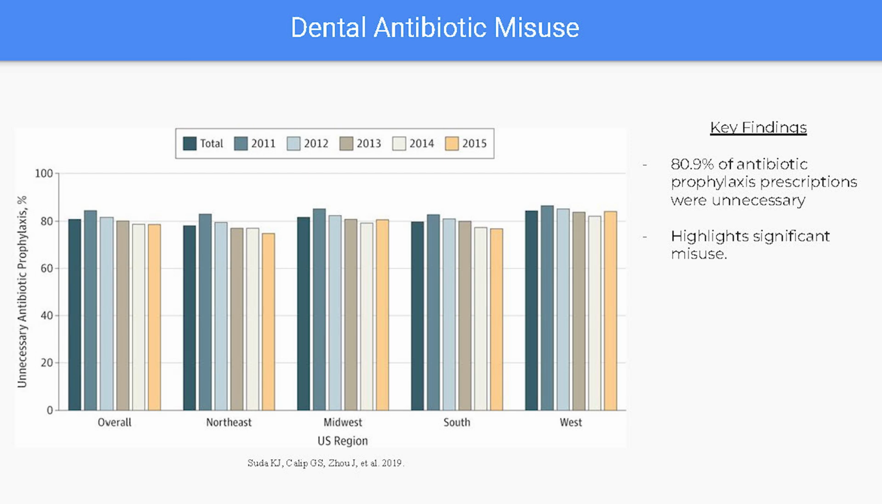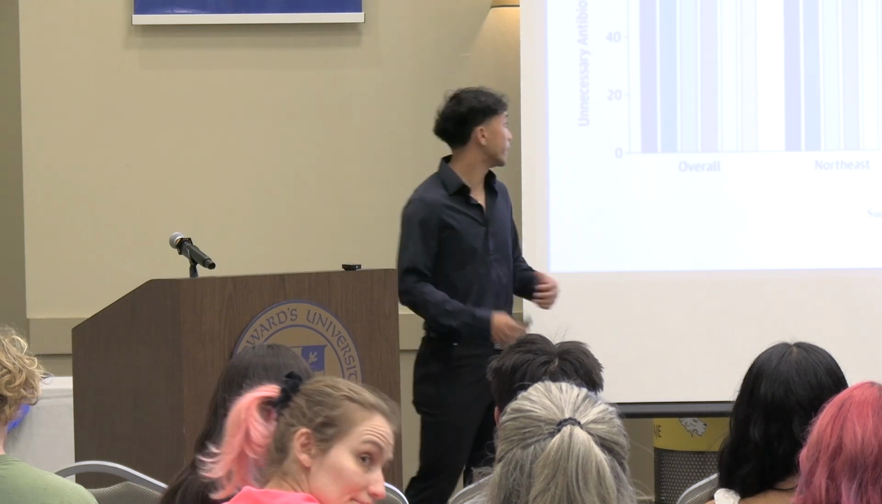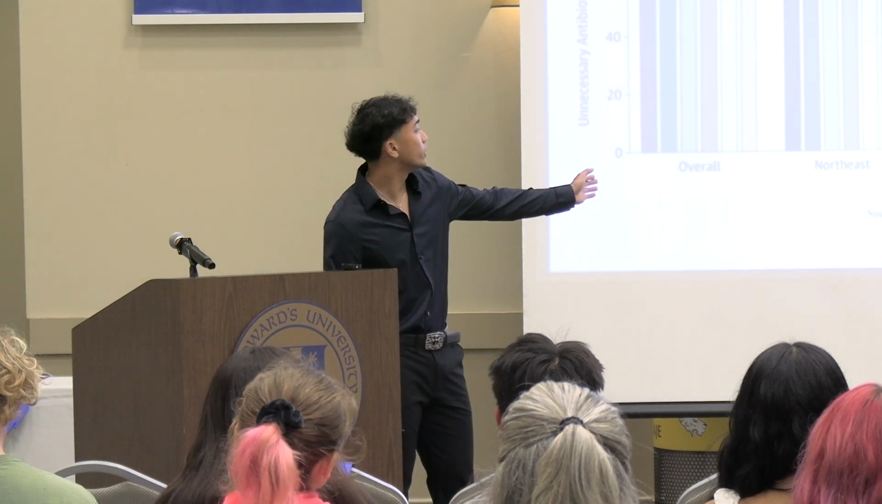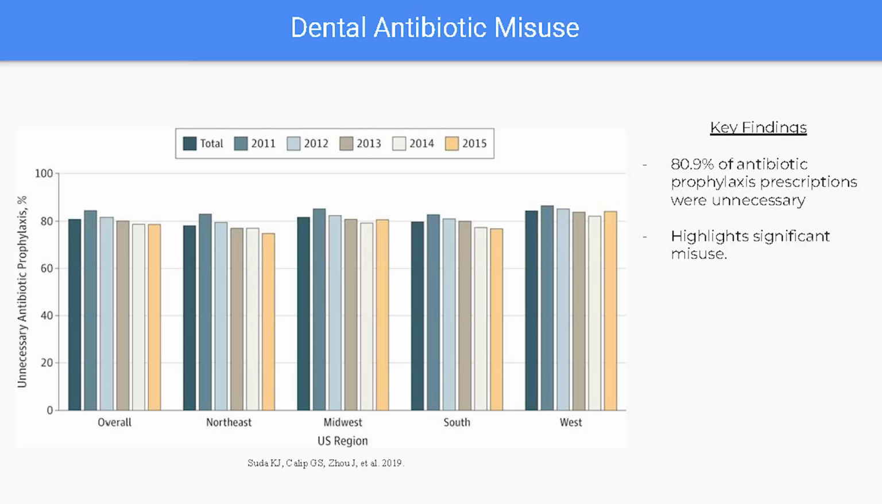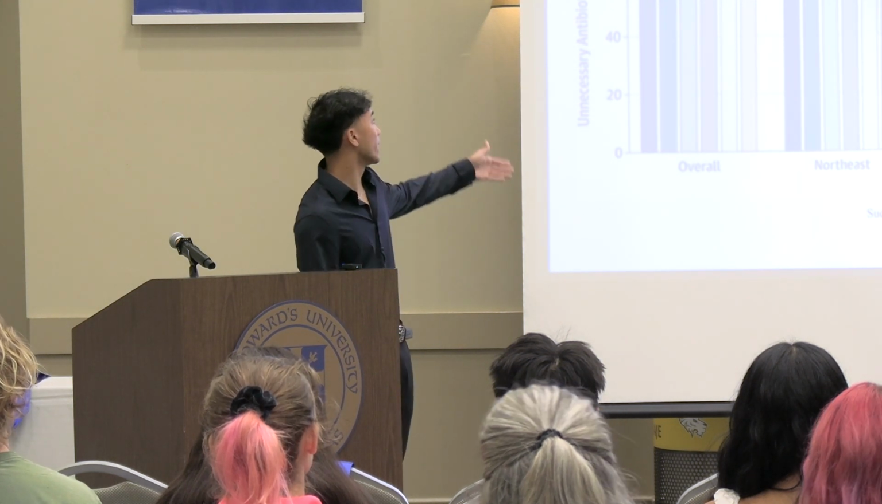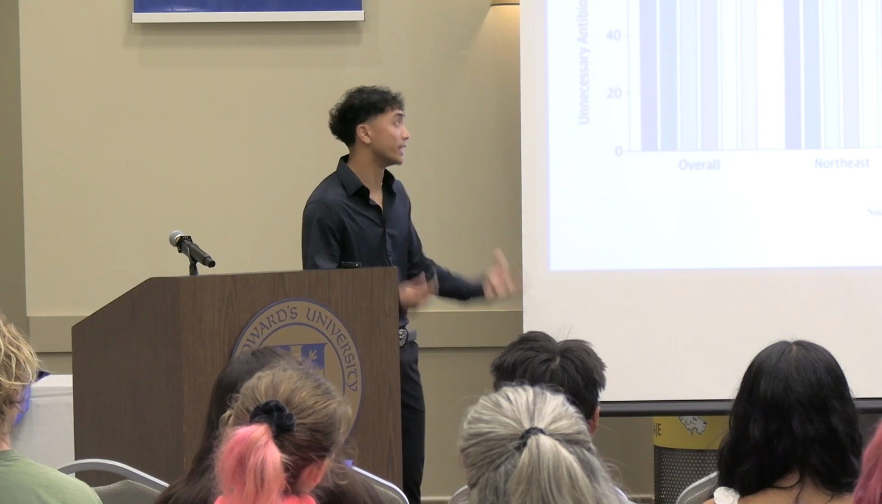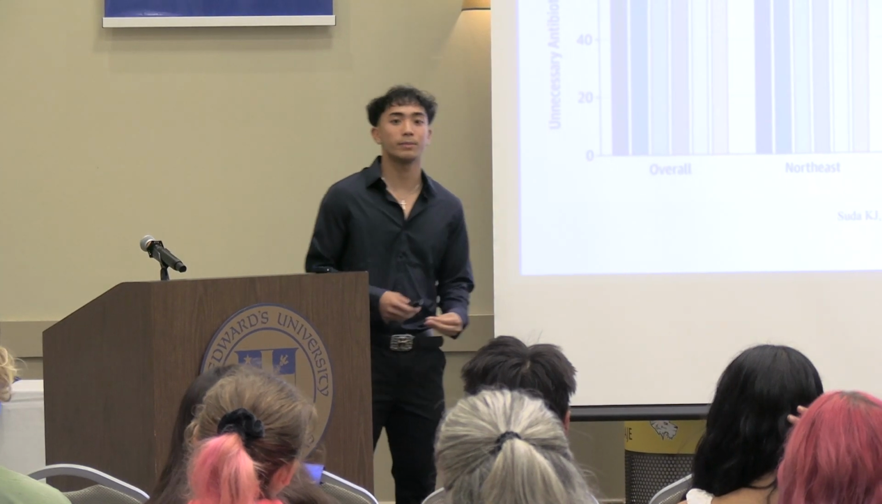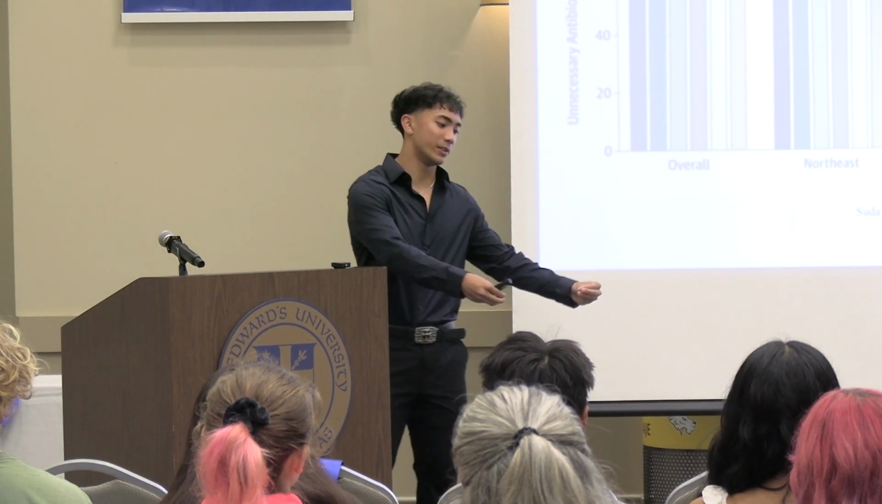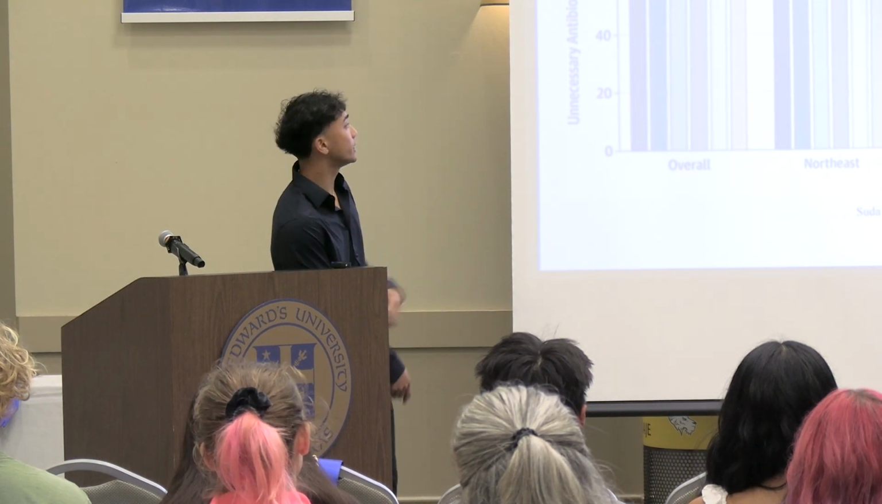Another study here is a retrospective cohort study that looked at over 91,000 patients. They subdivided it into US regions and also an overall average. This study looks into how many antibiotic prophylaxis prescriptions within dentistry were unnecessary. And as y'all can see from this graph, it's a big bar, and almost 80% of antibiotic prophylaxis prescriptions were unnecessary, which means that only about 20% of those patients prescribed those antibiotics were high risk, or the ones that actually needed those antibiotics. So this highlights the significant misuse of antibiotics within dentistry.